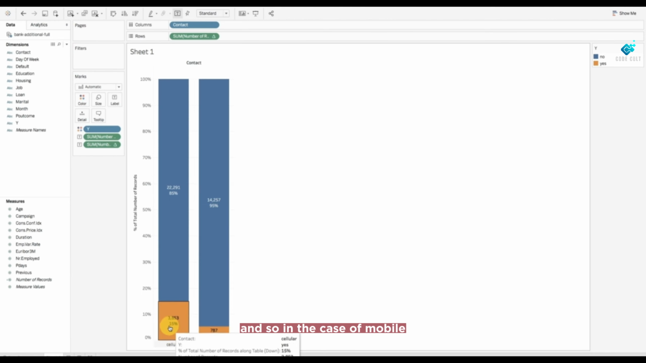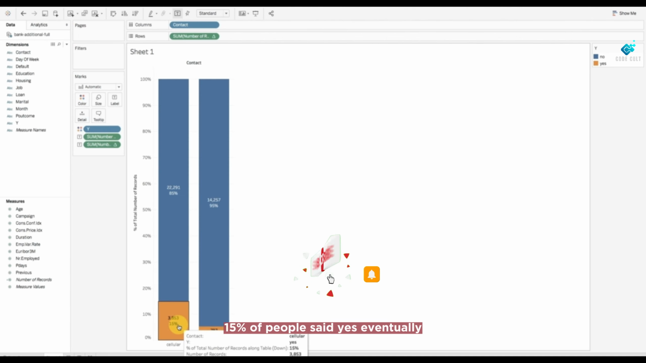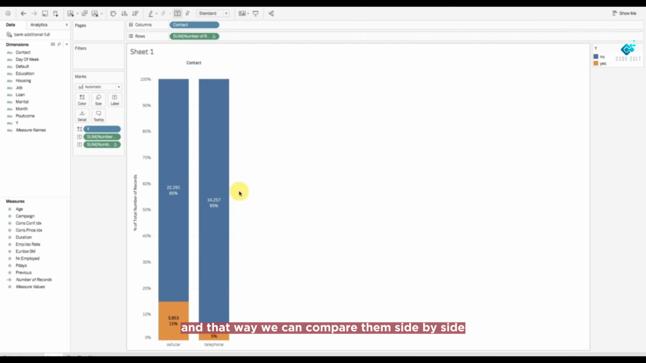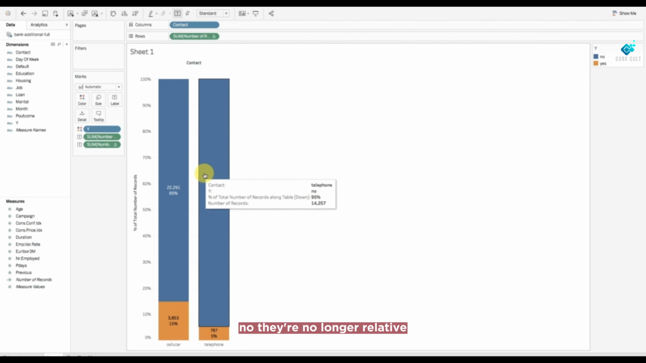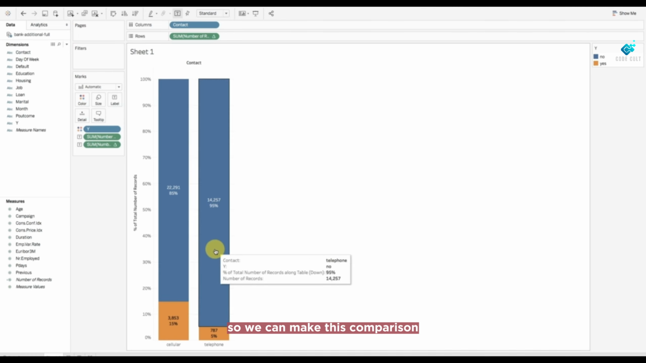So in the case of mobile, 15% of people out of the respective absolute value here said yes eventually. And out of the landline, only 5% of people said yes eventually, out of the absolute number here. And that way we can compare them side by side, because they're no longer absolute values. They're in percentage terms. So we can make this comparison.